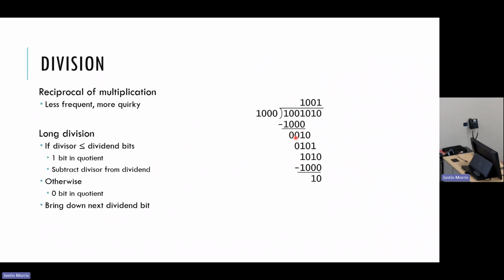Now I ask the same question. Is 8 less than 2? No. Put a 0. Bring down the next bit. Is 8 less than 5? No. Put a 0. Bring down the next bit. Is 8 less than 10? Yes. Put a 1 up here. Subtract 8 from 10. I have 2. So my result is 9 with a remainder of 2. So we see that this is the exact same long division that you know already, but it's just in binary.